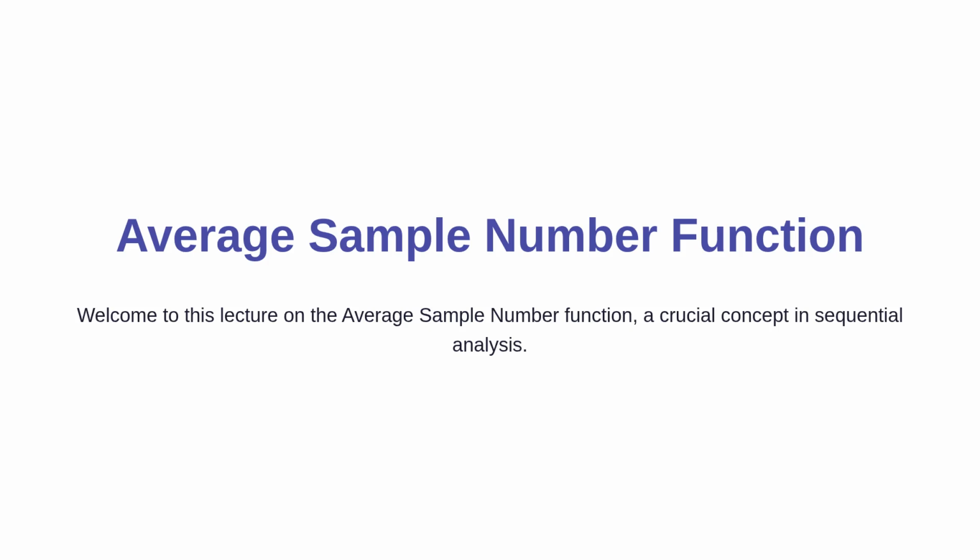Welcome to this lecture on the average sample number function, a crucial concept in multivariate analysis and non-parametric methods. Imagine you are a quality inspector testing a batch of light bulbs. Instead of testing a fixed number of bulbs, you test them one by one, stopping as soon as you have enough evidence. This sequential approach saves time and resources.